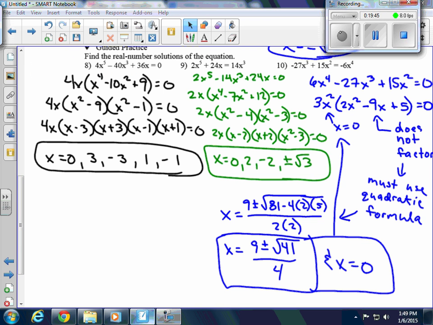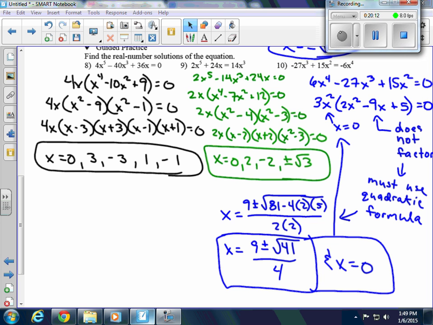And here are the answers to question 8, 9, and 10. If you look at number 10, once you factored it down to 3x squared times (2x squared minus 9x plus 5), that last term does not factor. So if it doesn't factor, then you have to solve it one of the other ways. So in this case, we solved it using the quadratic formula.